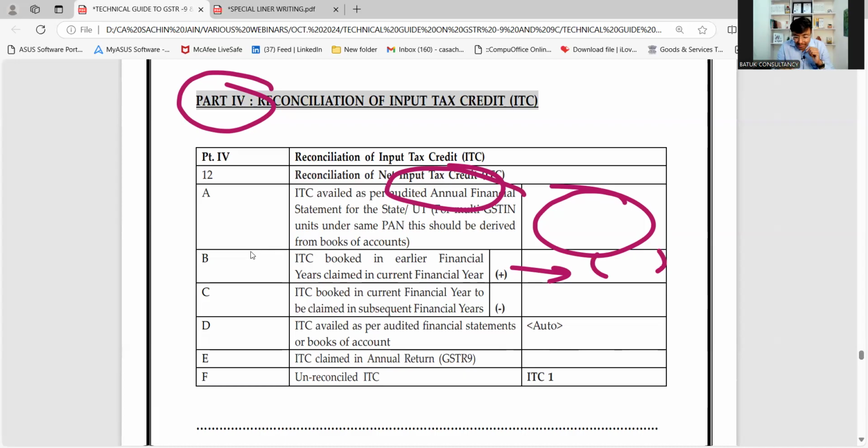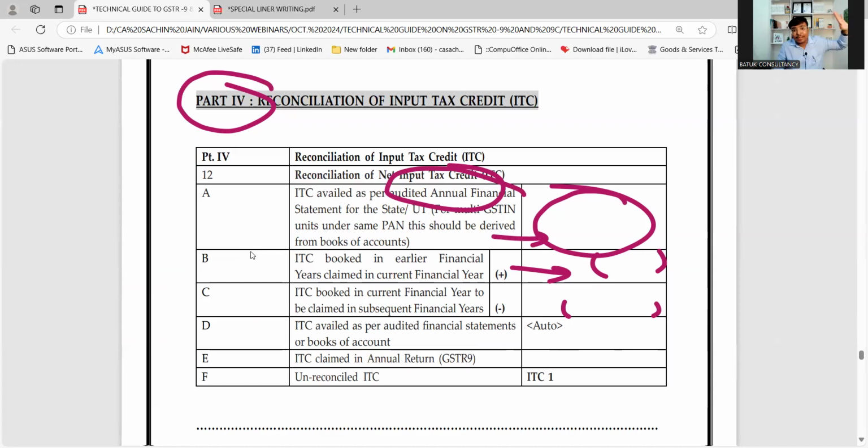The second point, there may be chances that certain input tax credit which is related to financial year 23-24, you have claimed in 2024-25. Or there may be chances that certain input tax credit which is related to 23-24, you have claimed and you have reversed it in 2024-25. In such a situation, you need to put the figure in negative, so that your audited financial turnover will be adjusted. That means the input tax credit which you are reflecting here from the financial statement is completely related to the financial year 23-24.